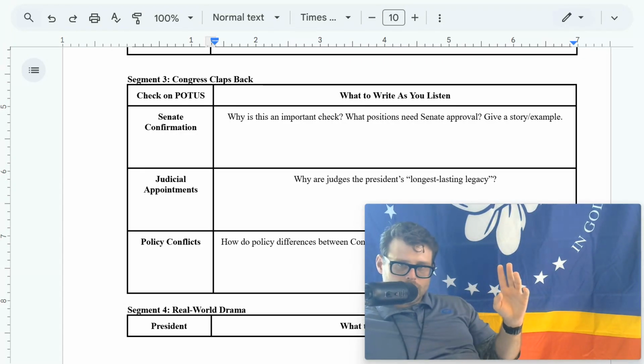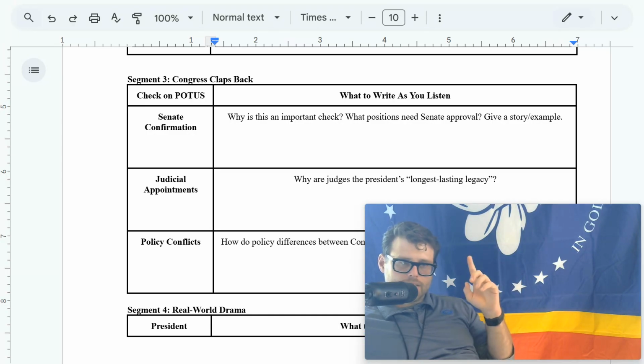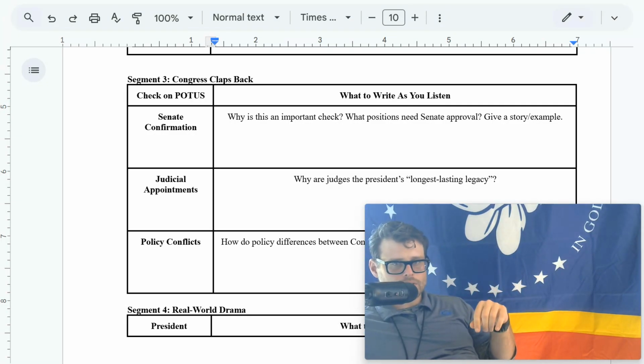That tension, that's dysfunction. Nah, fam, that's not dysfunction. That's democracy. Messy, but how we want it, all right?